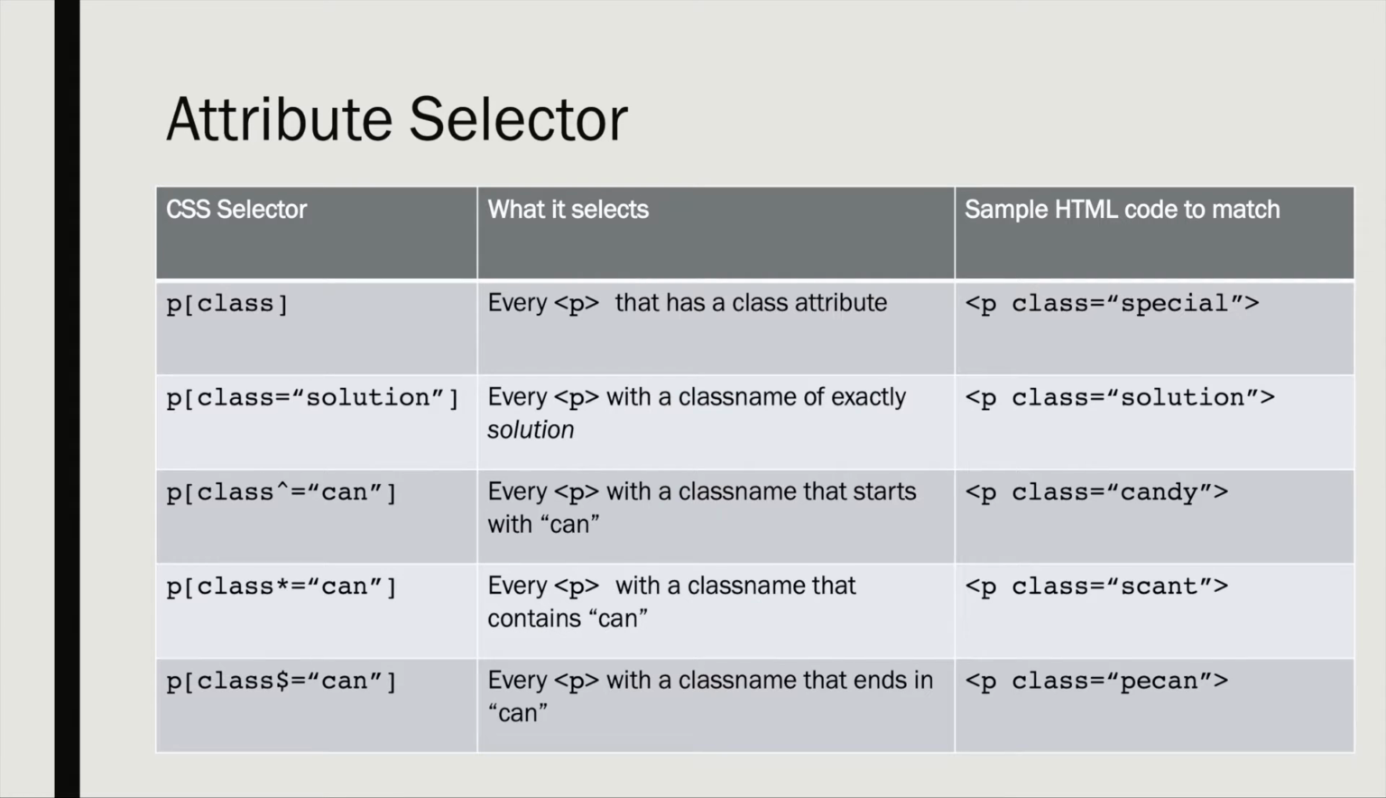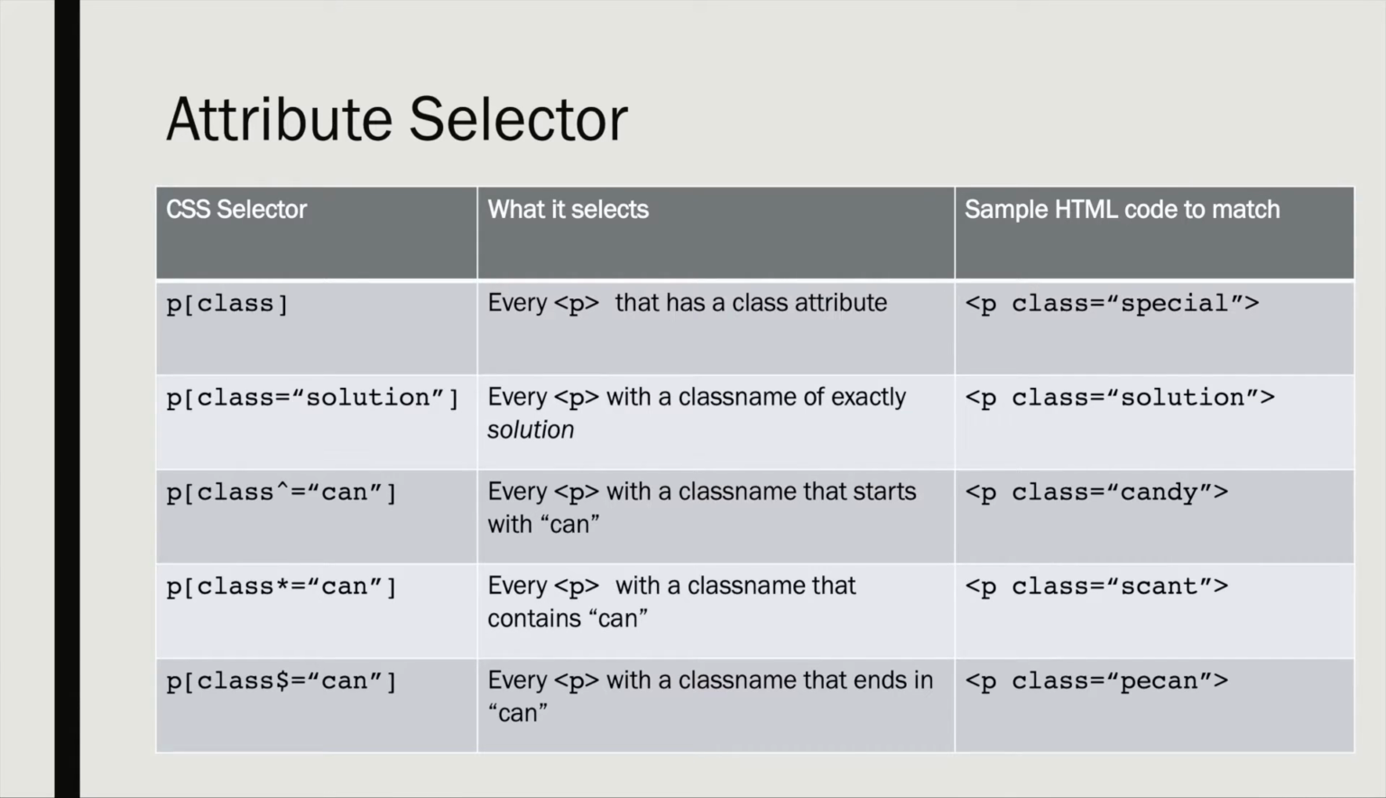Next, if you want to specify a specific class, you can technically say p, square bracket, class equals solution in quotes, and then square brackets. Basically, that means that every p tag with the class name of exactly solution will get the specified rules. You can also use p dot solution to get the same result.